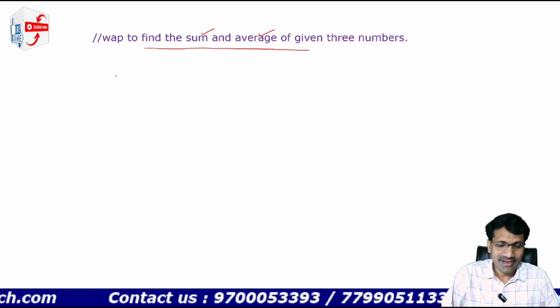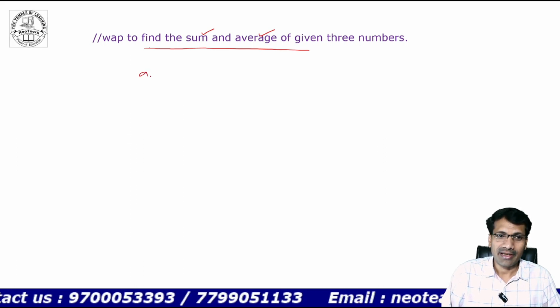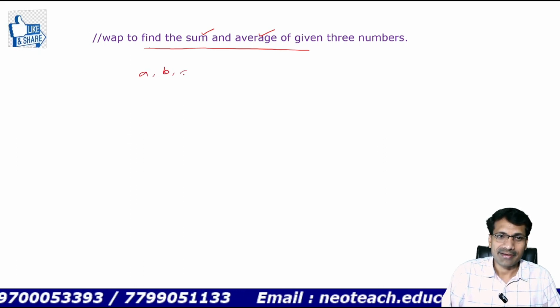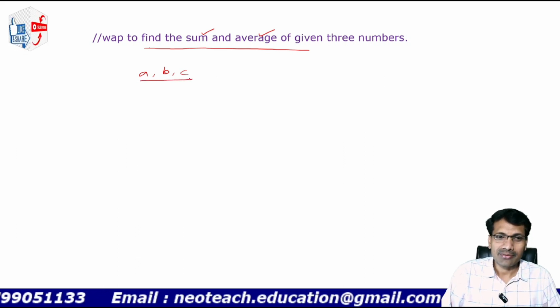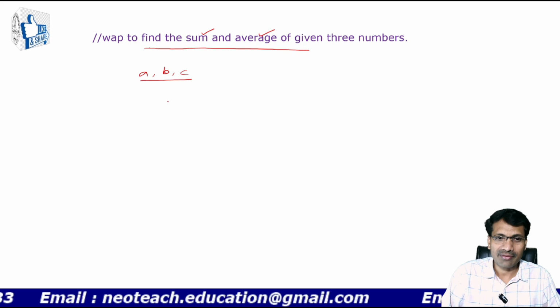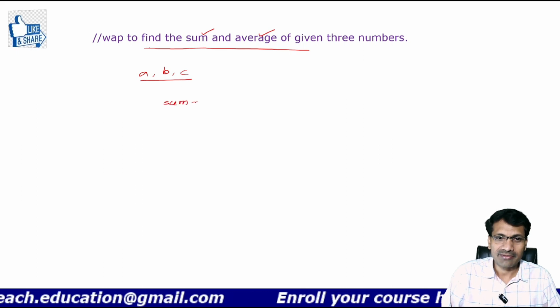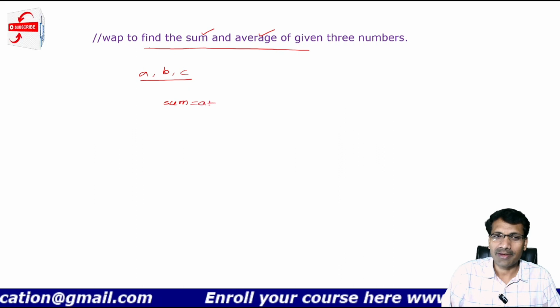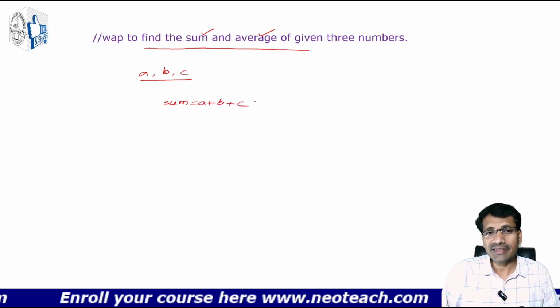For that we require a minimum of 3 variables. See here, A, comma, B, comma, C we require. So 3 values we are going to input. After that, one more variable we require for summation. So sum is equals to A plus B plus C, the sum of the given 3 numbers.